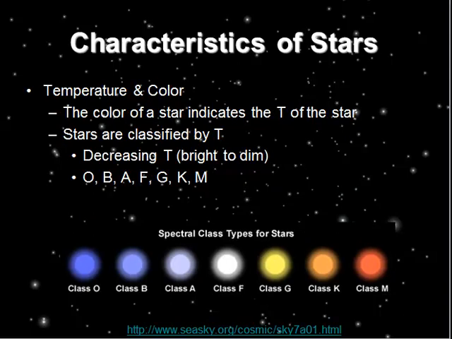Let's also talk about temperature and color. The color of a star indicates the temperature of the star. Stars are classified by temperature, decreasing temperature from bright to dim. We classify them as Class O, Class B, Class A, Class F, Class G, Class K, and Class M.